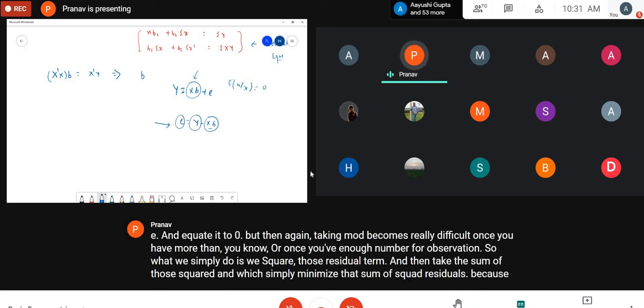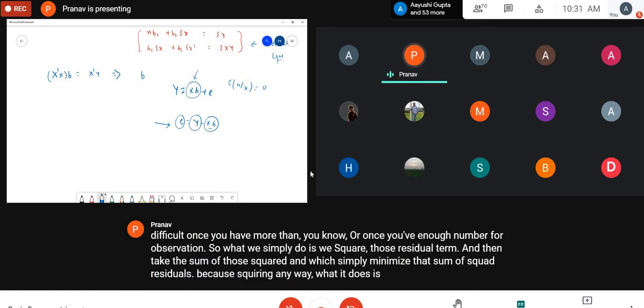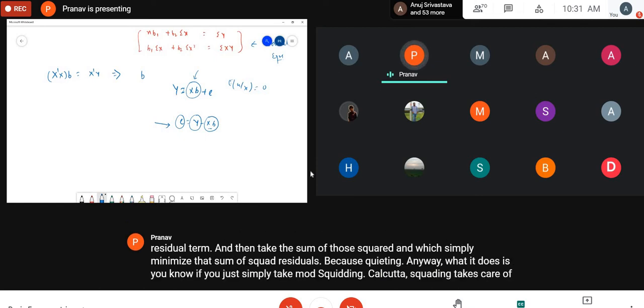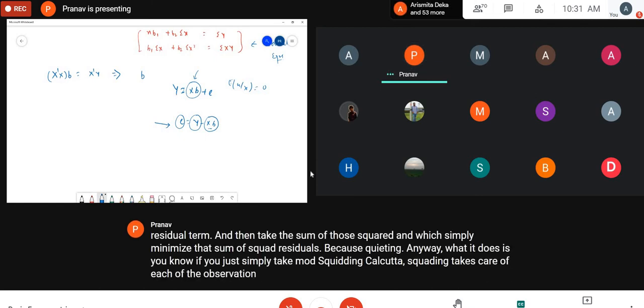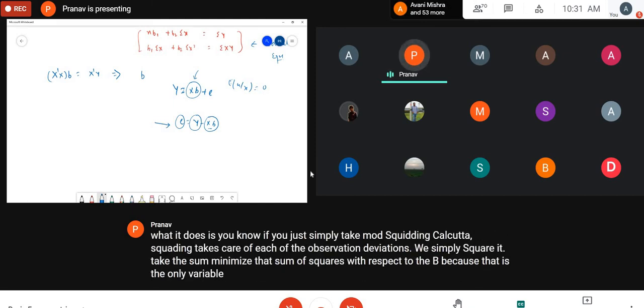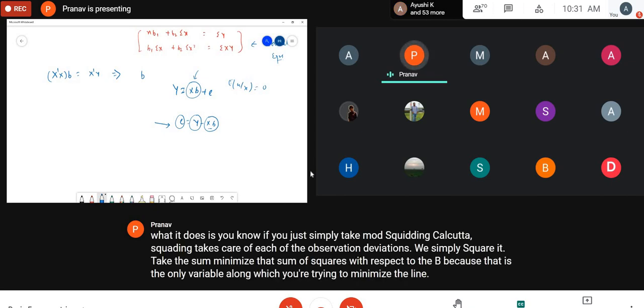Because squaring, what does it do, compared to if you just simply take mod? Squaring takes care of each of the observation deviations. We will simply square it, take the sum, and minimize that sum of squares with respect to b, because that is the only variable along which you are trying to minimize the line or minimize the error term.